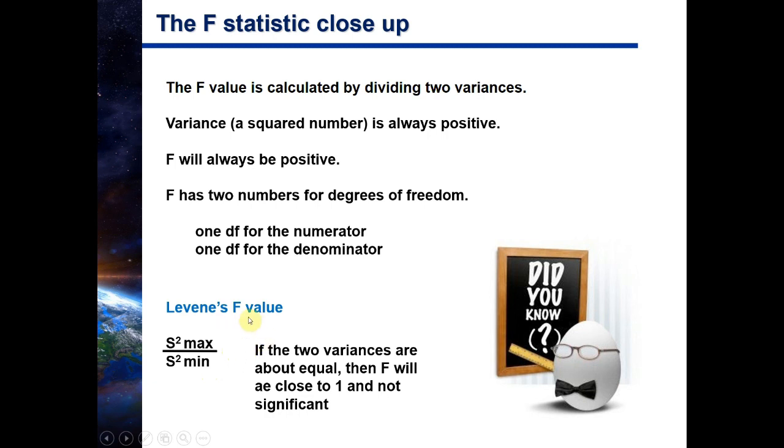So we've learned here that with Levene's F, the formula is very simple. Just find the group with the highest variance, and that variance goes on top. The group with the smallest variance goes on the bottom. Divide them. If these 2 variances are approximately equal, we're going to get an F that's very close to 1.